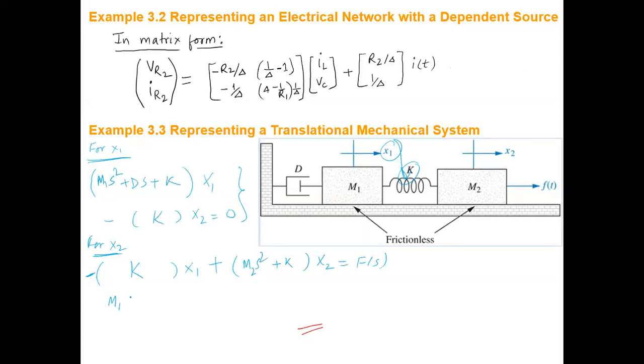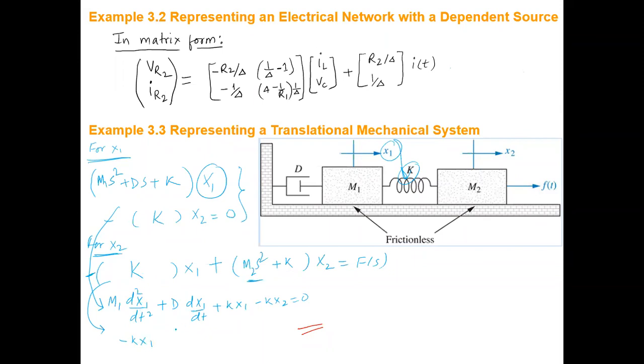M1 d squared x1 over dt squared, of course with zero initial conditions, right? Plus D dx1 over dt plus k x1. Of course, these are small k, small x, right? These are big, this is small. Equals zero. Did I miss something? I think I did. Minus k x2 equals zero. So I got this from here. Now from here, what do I get? Minus kx1.